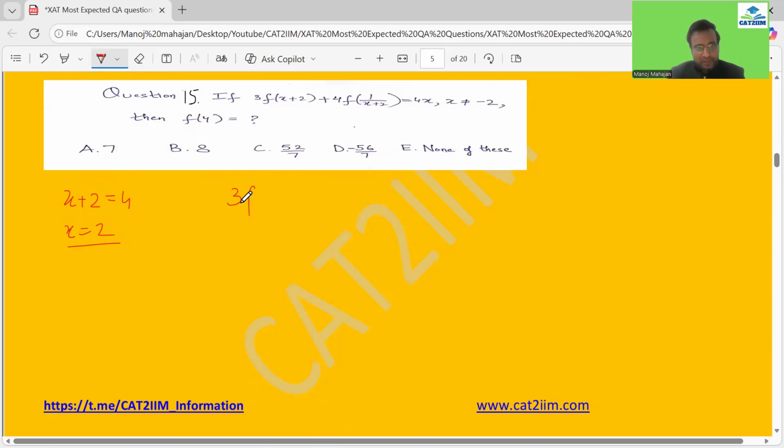So 3 times f of 4 I got. This would be what? 4 times f of 1 by 4. And what we looked at, putting x as 2, this is nothing but 8. So we got one relation between f of 4 and f of 1 by 4. Just make one more relation between the two, and the way you solve the linear equation where you have two equations, two variables, in the same way we are going to do it, right?